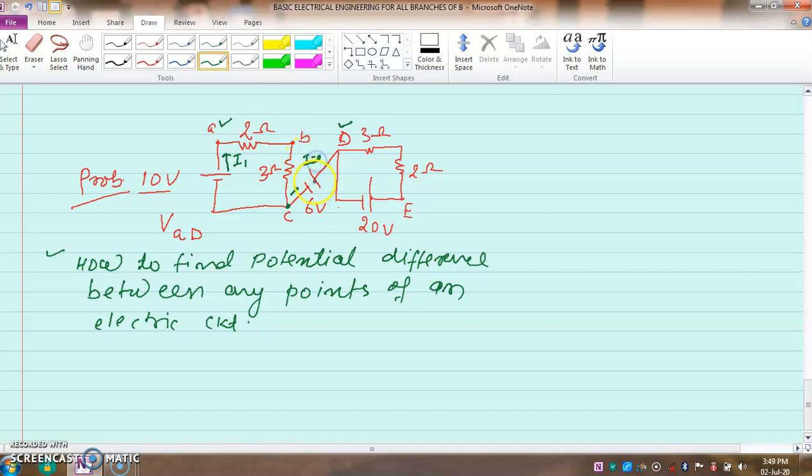No current will flow here, although there is a voltage, because there is no return path. Keep it in mind that there is no return path. So current will be 0. In this path, current will not flow.